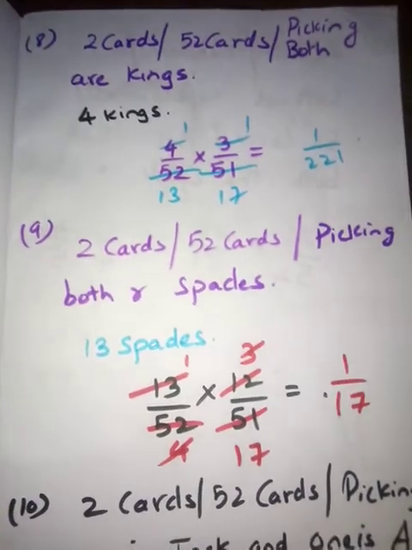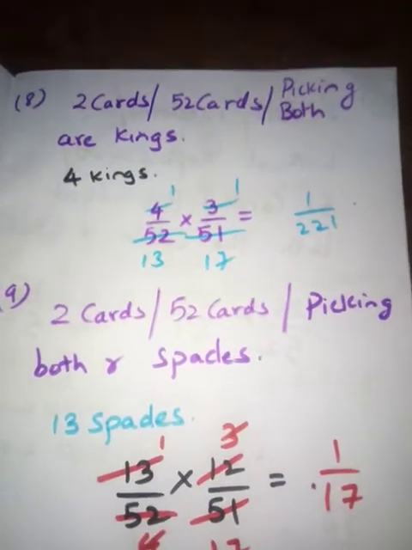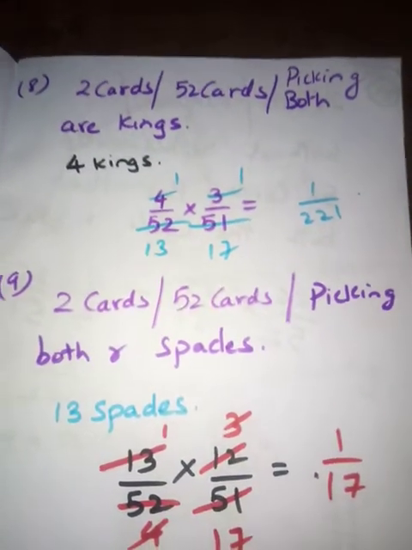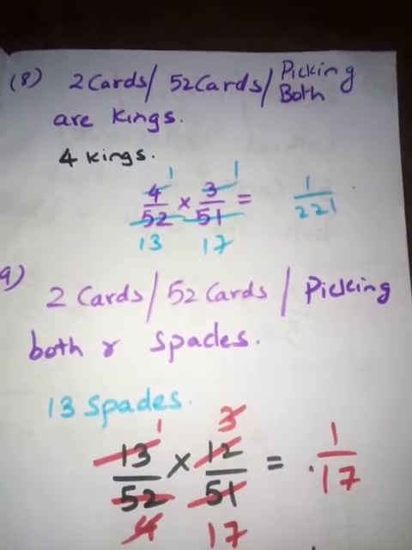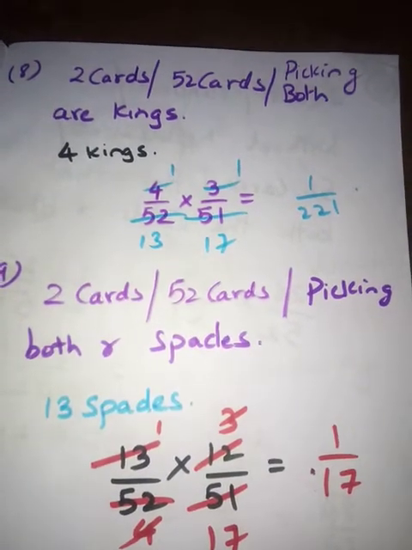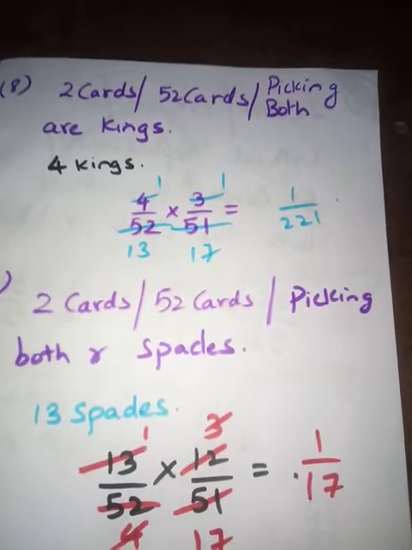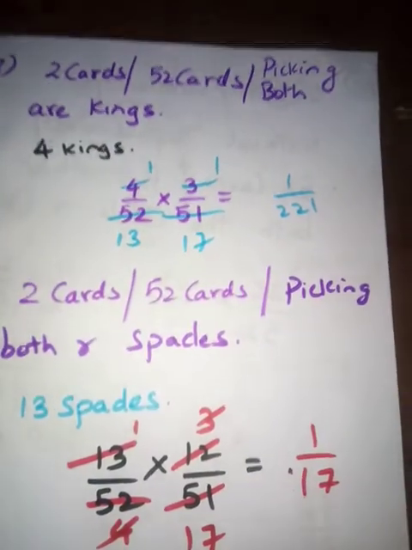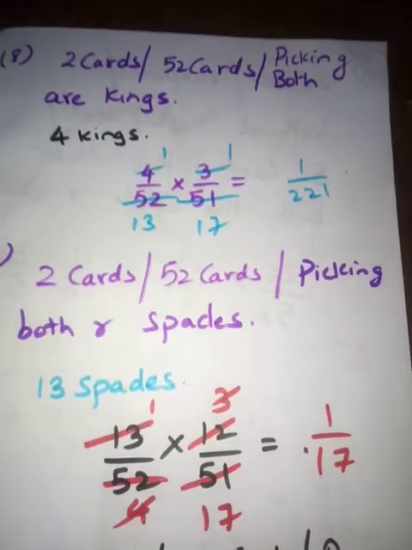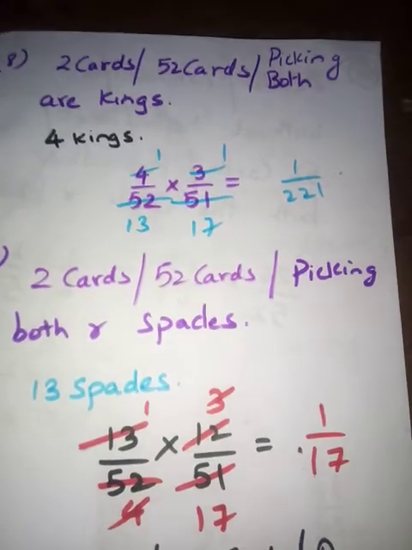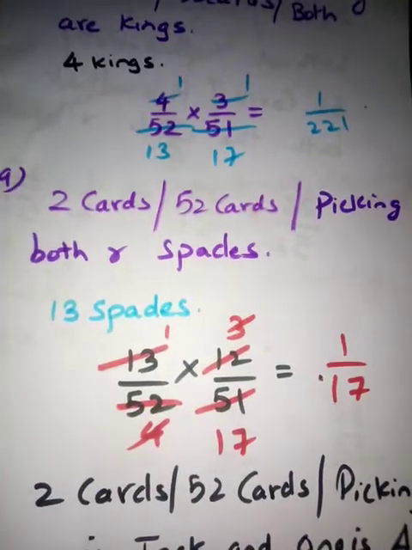I am repeating the question again. There are 2 cards to be picked from 52 cards. Both must be kings. There are 4 kings actually, and of these 4, I have to take 1 in the first step, that is 4 by 52. Automatically 1 card is removed from 52, so we get only 51 cards, and out of 4, 1 king is gone, we have 3. So 4 out of 52 into, because it is not or here, we have to take 2 cards, 3 by 51. Let's go to the next question.